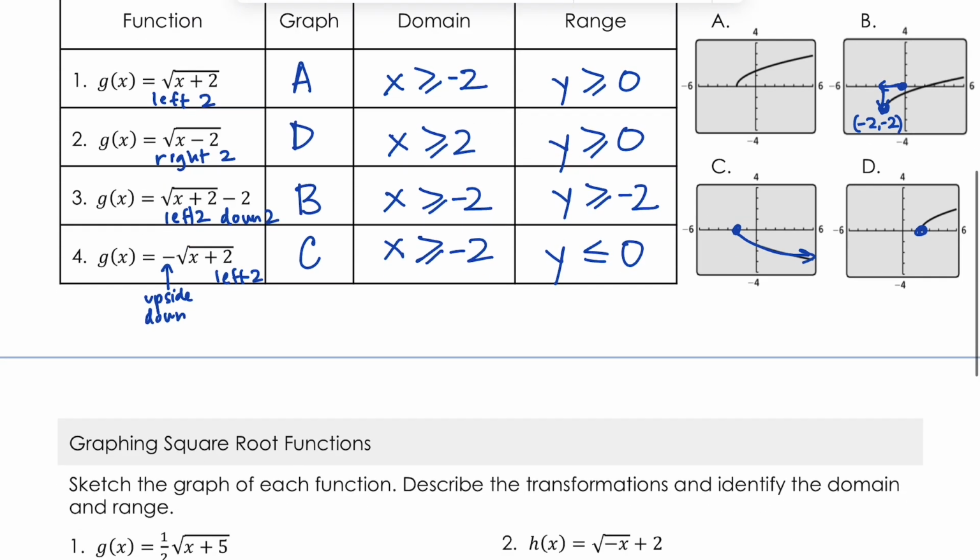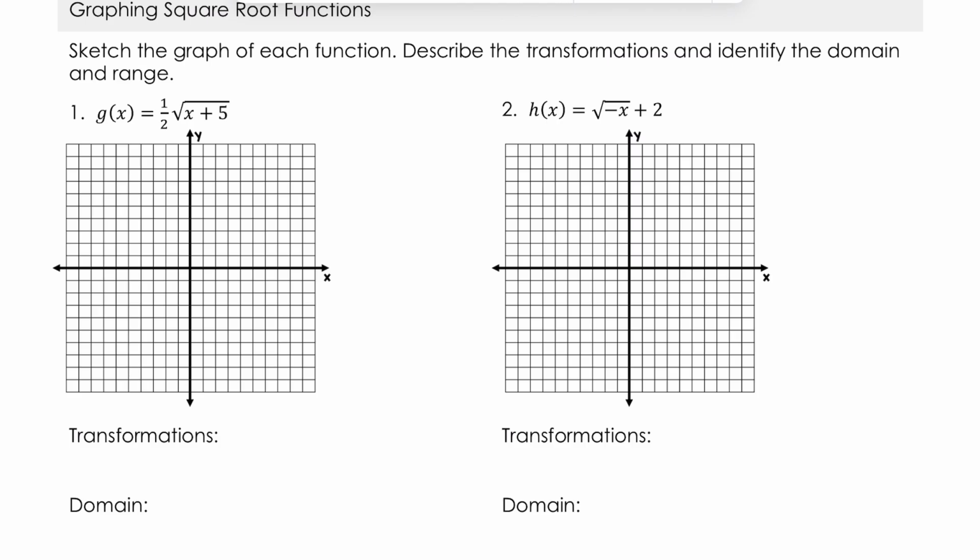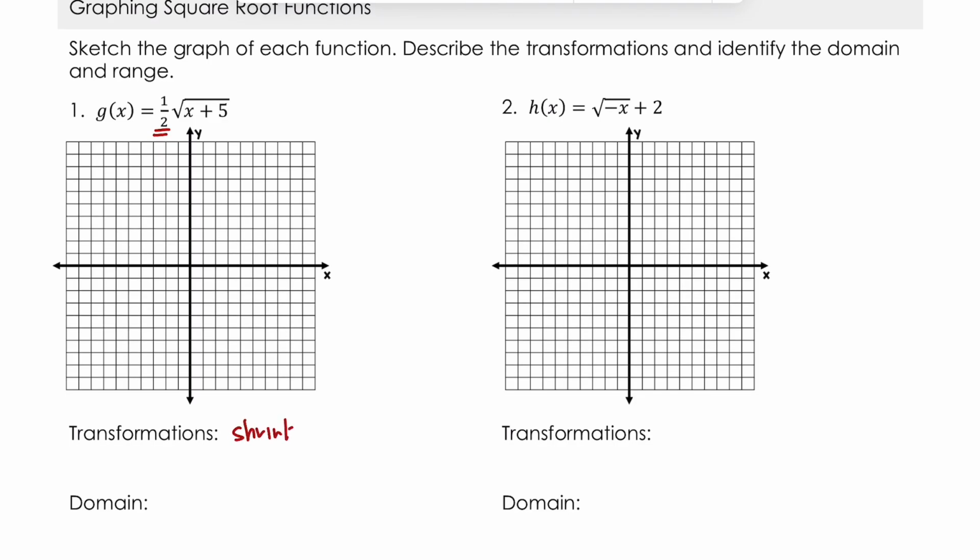Okay, so we can graph these square root functions that have transformations, not just our regular square root function. So we have this first one, number 1, says 1/2 times the square root of x plus 5. So first we want to notice what are the transformations that are happening. So the 1/2 out front is going to be a shrink of 1/2. It's going to end up being 1/2 as tall as it was before. And then the plus 5 on the inside of the square root is going to be a shift left of 5.